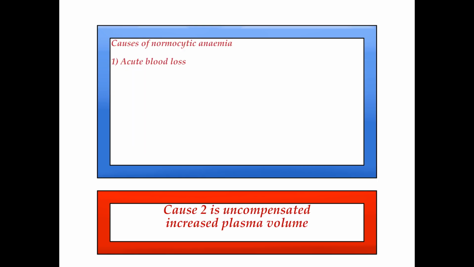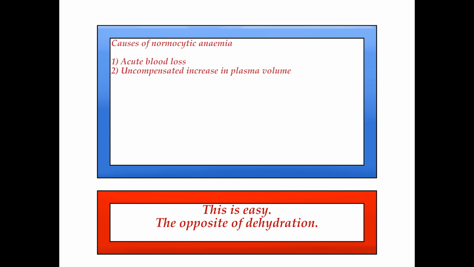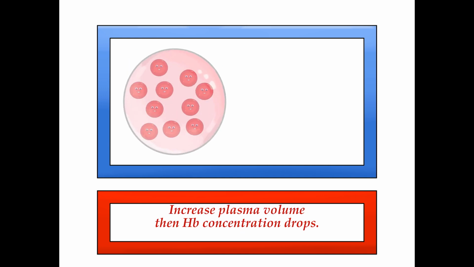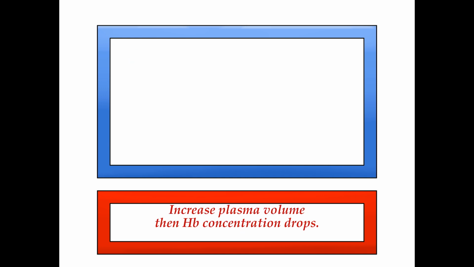Cause 2 of a normocytic anemia is uncompensated increase in plasma volume. Again, this is pretty easy. It's the opposite of the dehydration I told you about earlier. If we increase the plasma volume, then the concentration drops. Often this is our fault by adding IV fluids.